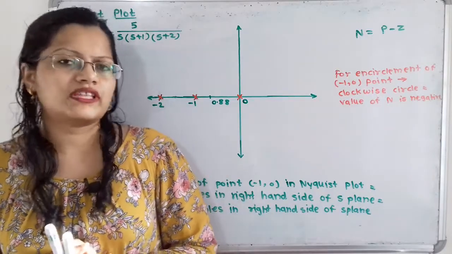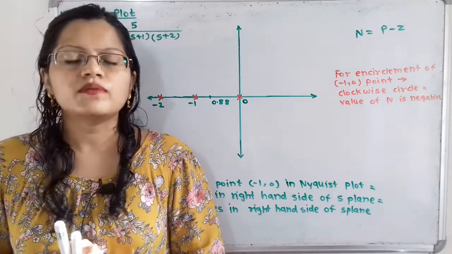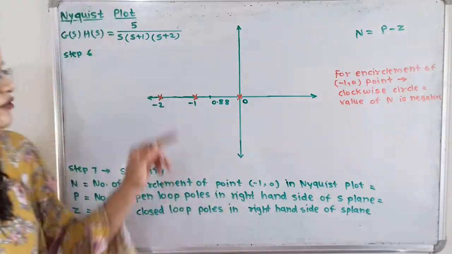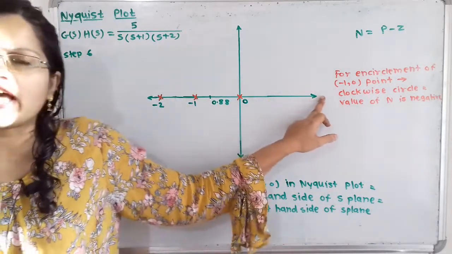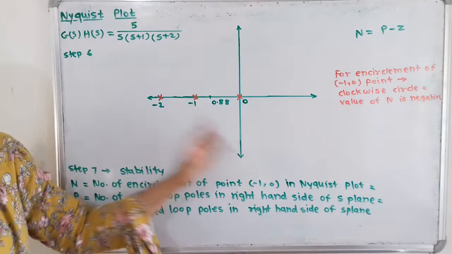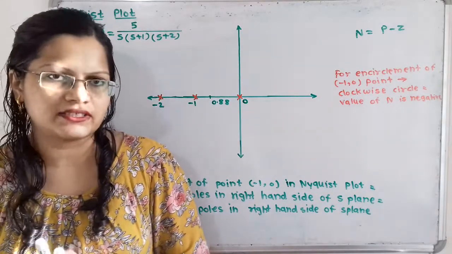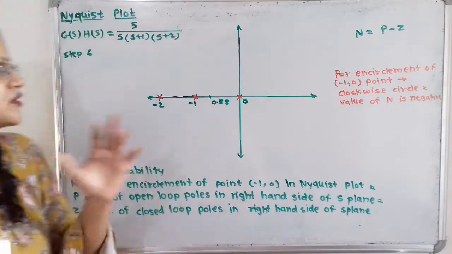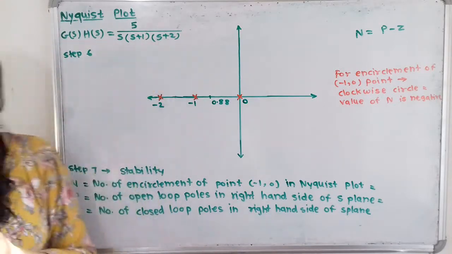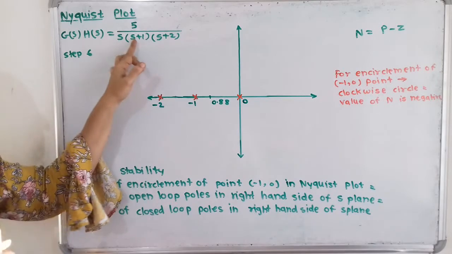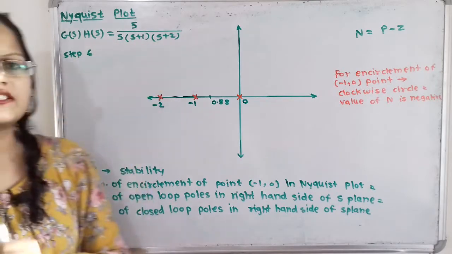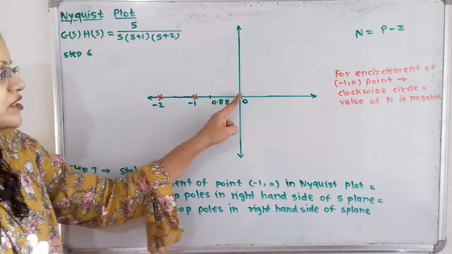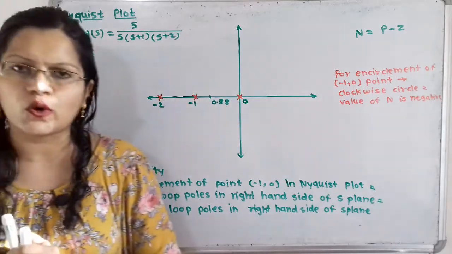Now we will move to step 6, to draw the Nyquist plot. For that we have to draw one horizontal line, that is the real axis, and a vertical line, that is the imaginary axis. Now on this we will plot some points to show the open loop poles. So S is equal to 0, S is equal to minus 1, and S is equal to minus 2. So here is 0, minus 1, minus 2. These poles are shown with the help of this cross sign.